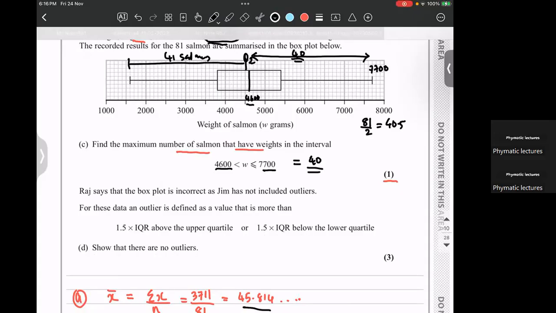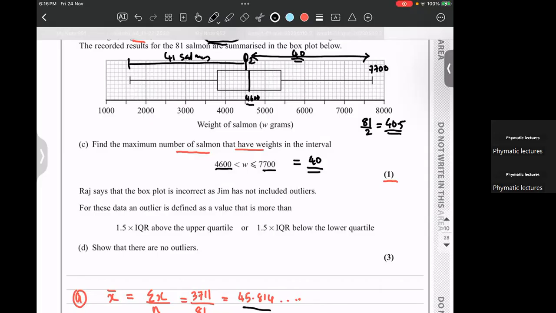Why is it 40? Because while taking half of 81, we are getting 40.5, so we'll be rounding up to find the median. So the median is 41. That means 41 salmon lie below or exactly equal to 4,600. So above 4,600, how many salmon will there be? 81 minus 41, the answer is 40. It's a logical question. So the answer for part C is 40.